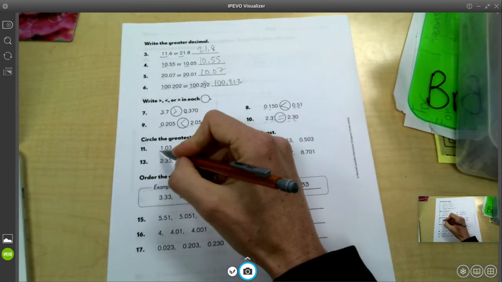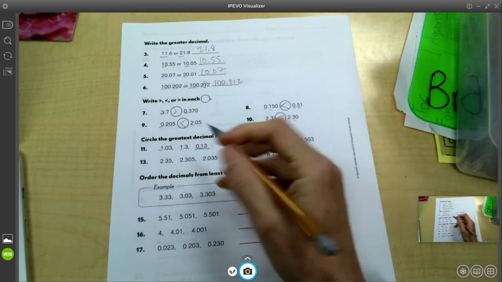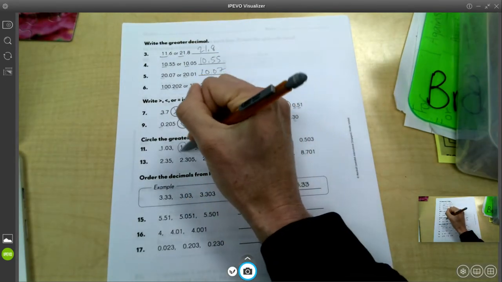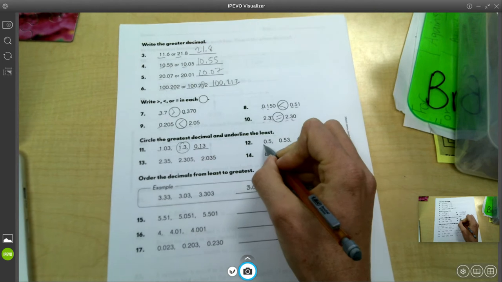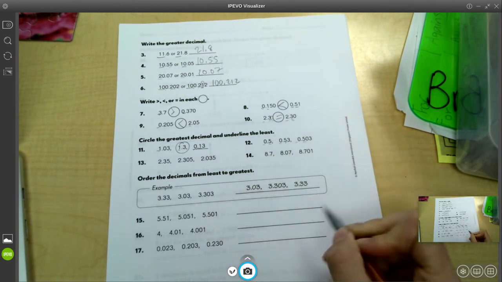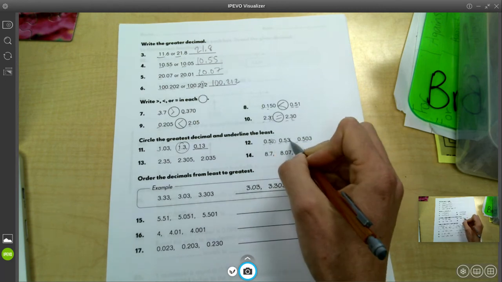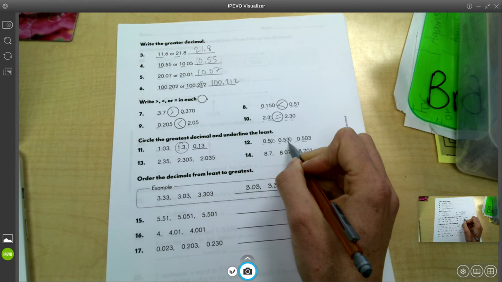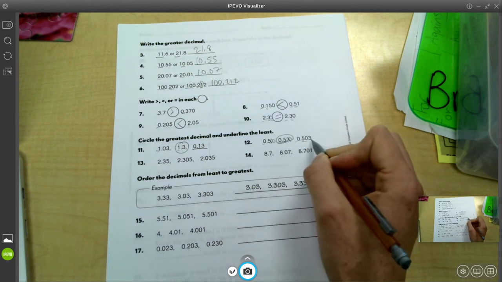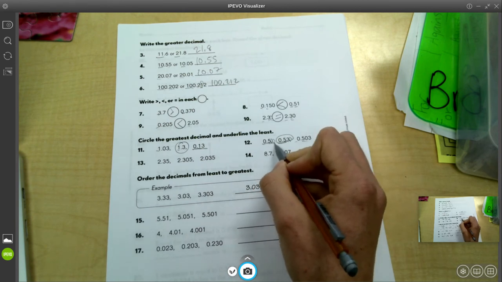All right, circle the greatest decimal, underline the least. I'm going to start with my whole numbers 1, 1, 0. This must be the least. Next, my tenths 1, 0, 1, 3. This one is greater. All right, whole numbers 0, 0, 0. Tenths 5, 5, 5. All the same so far. I can fill in my zeros here to help me out. 0, 3, 0. This one is the greatest. 0, 0, 3. This one is the least.